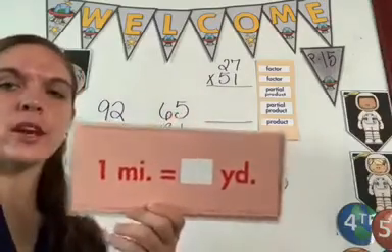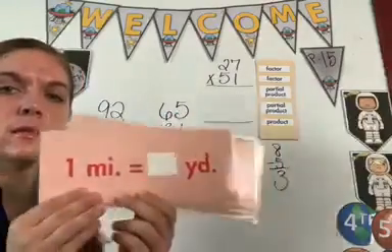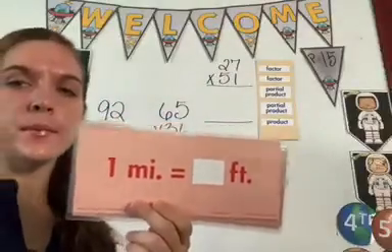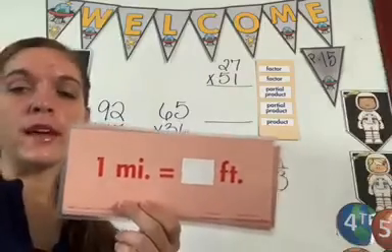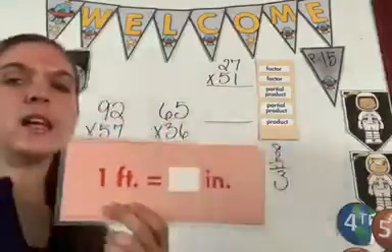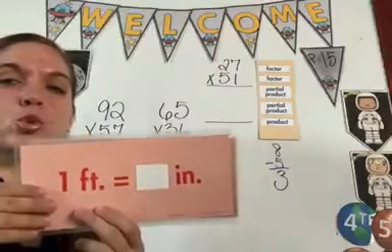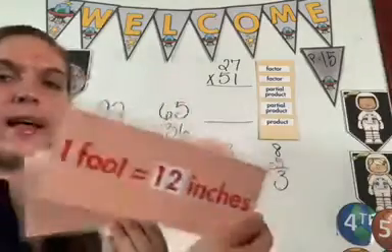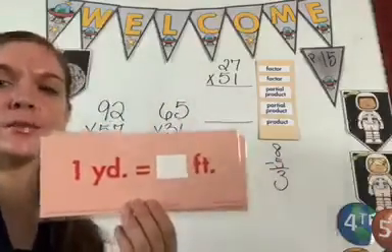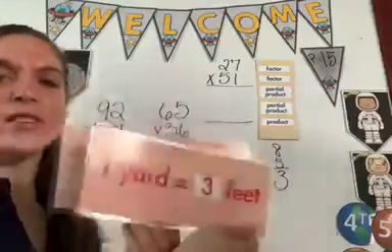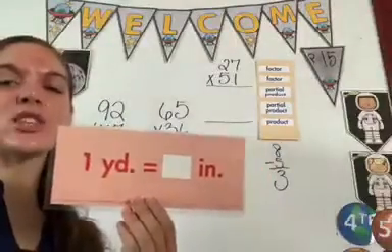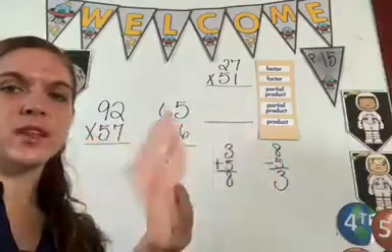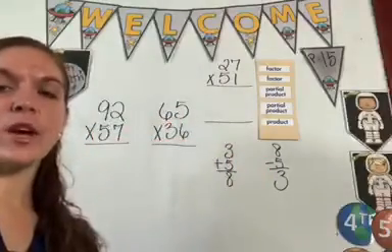Kiana, 1 mile, how many yards? 1,760. 1 mile, how many feet? Sama? 5,280. 1 foot, how many inches? Fernanda? 12. 1 yard, how many feet? Kiana? 3. And 1 yard, how many inches? Hallie? 36. Okay, here we go, guys.